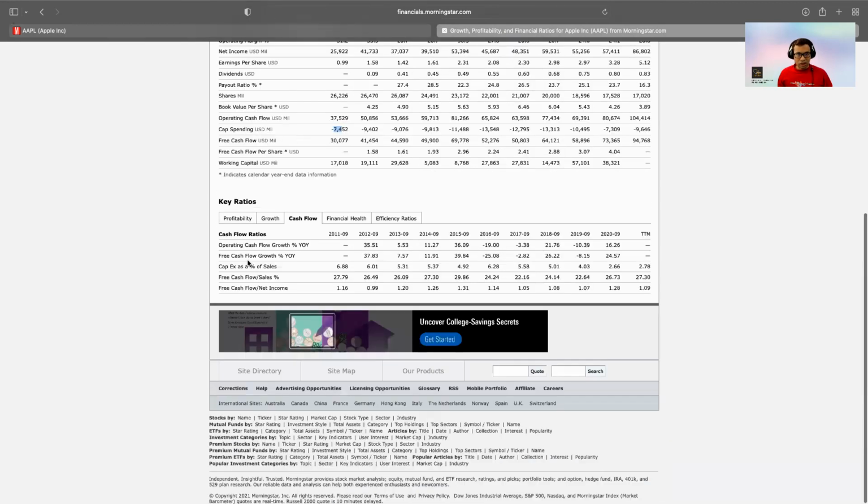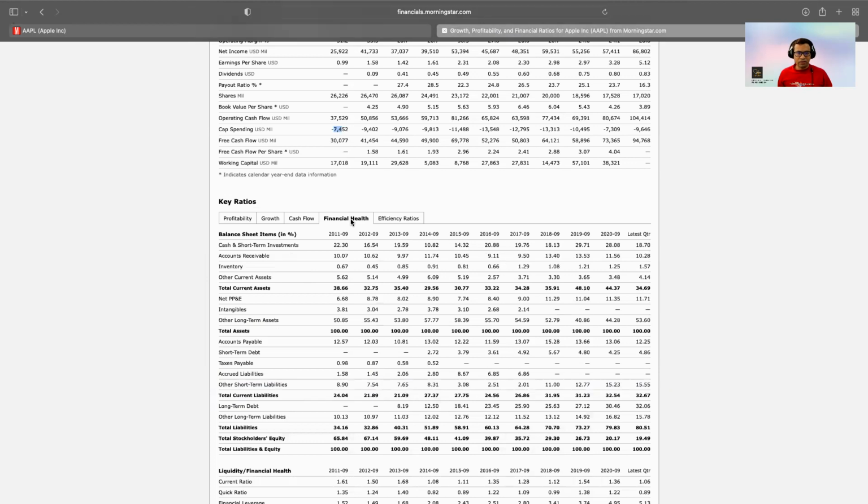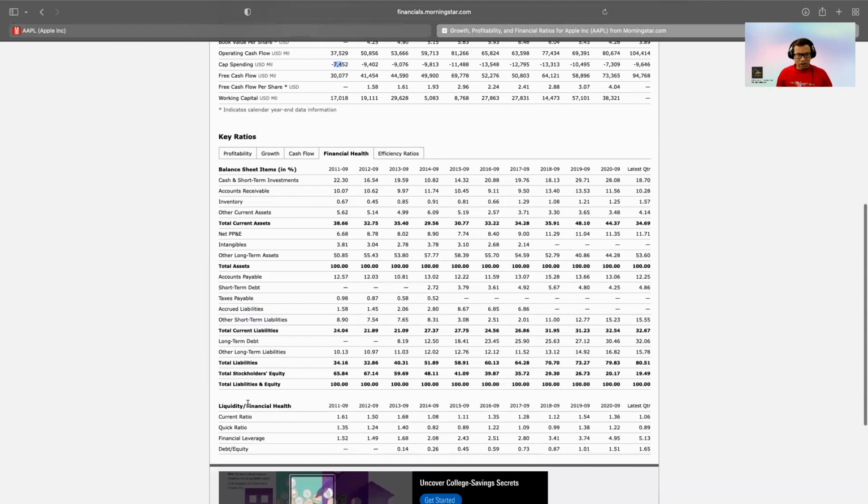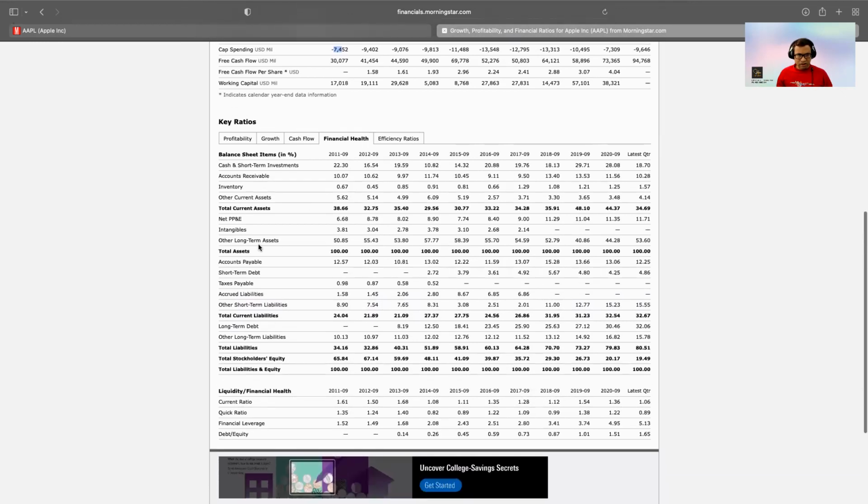Then we have cash flow here: free cash flow divided by net income, free cash flow growth year on year, and capital expenditure as a percentage of sales, etc. Financial health is one of the important ratios. We can see here all the financial health.